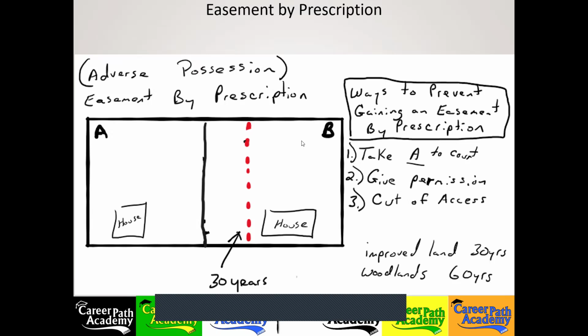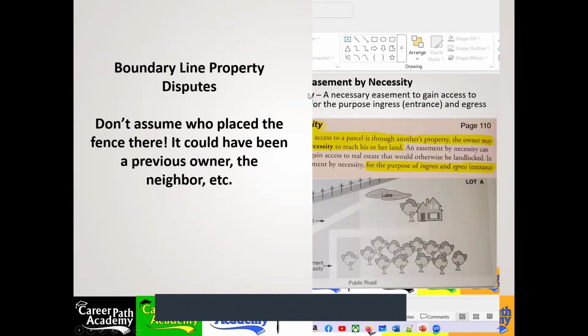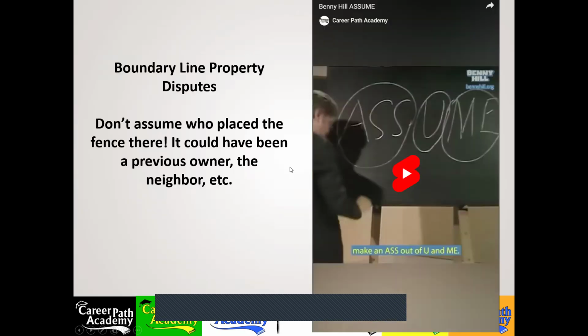It could have been lot owner B that put that fence in, trying to be a good neighbor because they weren't sure where exactly the property line is. So they put it in a little bit just to be a good neighbor. Then lot owner A just took advantage of it. Or it could have been lot owner A put it over there. We don't know. Sometimes people really don't know who put that fence there. So don't guess at it. Don't assume.